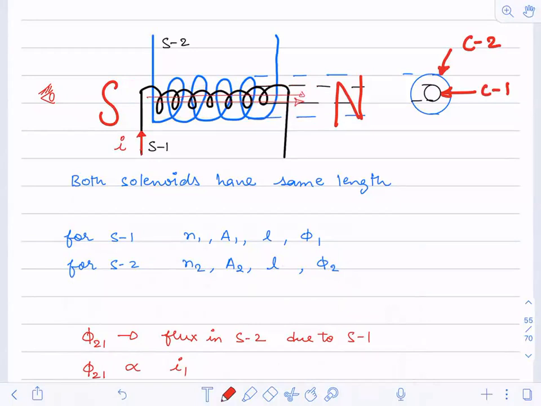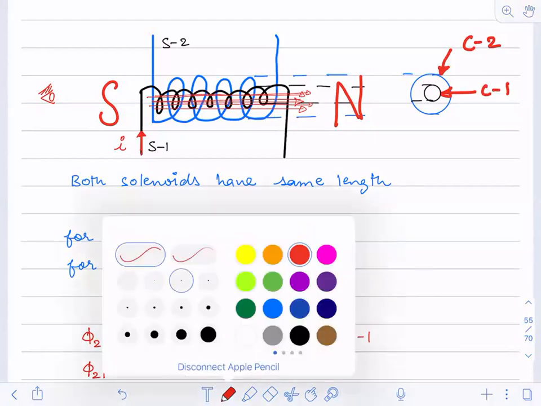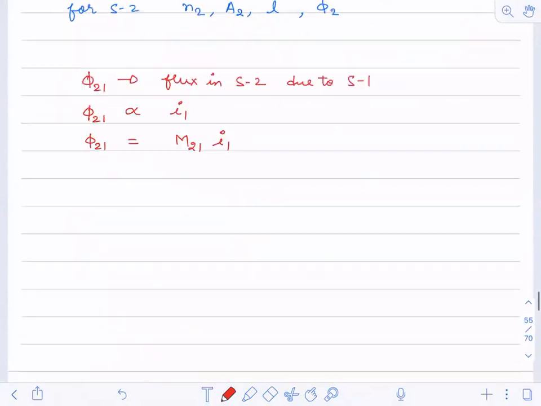I hope you are able to see the lines. They should not go beyond the first solenoid. Am I correct with this? Correct? Yes? Okay. Now tell me the value of the magnetic field due to the first solenoid.